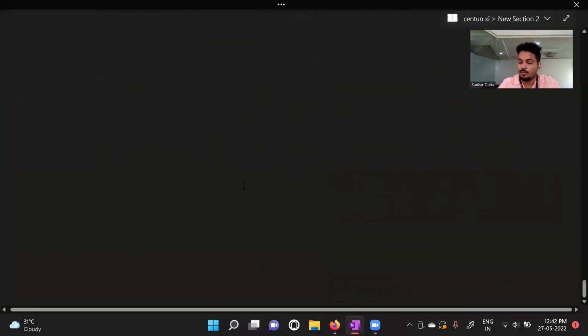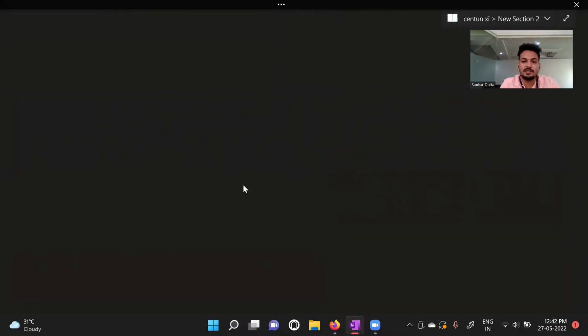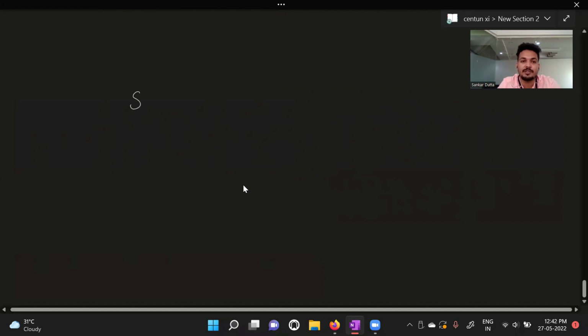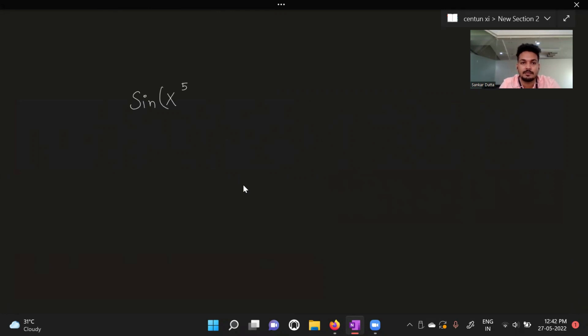So what is chain rule? Chain rule essentially means, for example, you want to differentiate something like sin x to power 5. What is this? This is a composite function, right? You know the differentiation for x raised to power 5. You also know the differentiation for sin x, but you don't know the differentiation for sin x raised to power 5. Here you have to apply chain rule, because it's a composite of two functions, right?